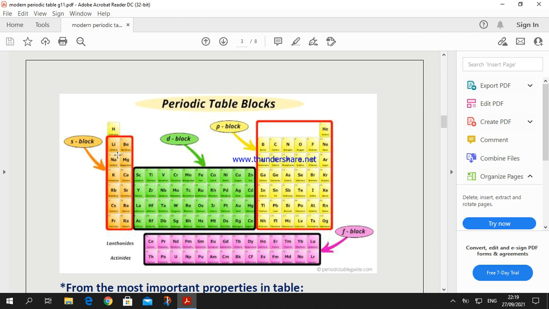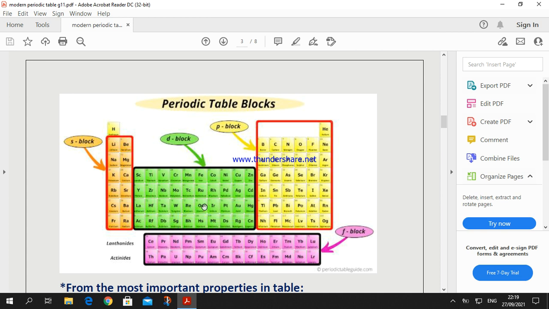After the S block, we have another block, okay, the P block elements, located at the right side of the table, and it is composed of 6 groups. It starts from group 13 and ends at group 18. The most important groups in this block are group 17, which is known as halogens, okay, the strongest non-metals in the table, and group 18, known as noble gases, okay.